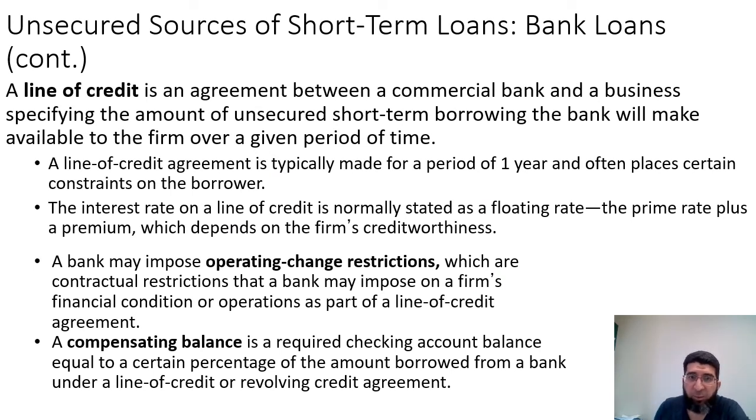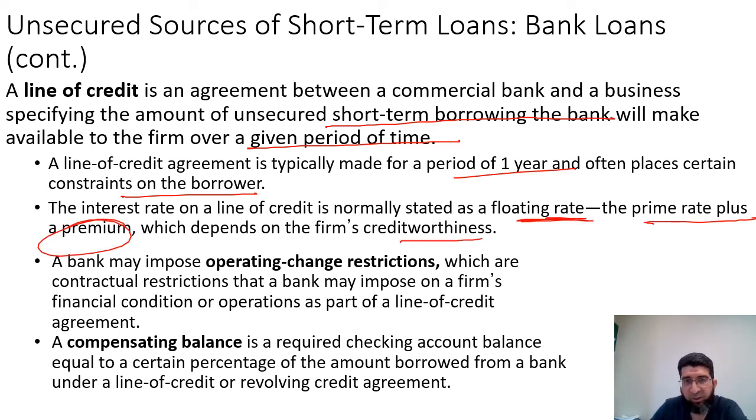A line of credit is an agreement between a commercial bank and a business specifying the amount of unsecured short-term borrowing the bank will make available to the firm over a given period of time. A line of credit agreement is typically made for a period of 1 year and often places certain constraints on the borrowers. The interest rate on a line of credit is normally stated as a floating rate, the prime rate plus a premium, which depends on the firm's creditworthiness. The higher the creditworthiness, the lower the interest rate.